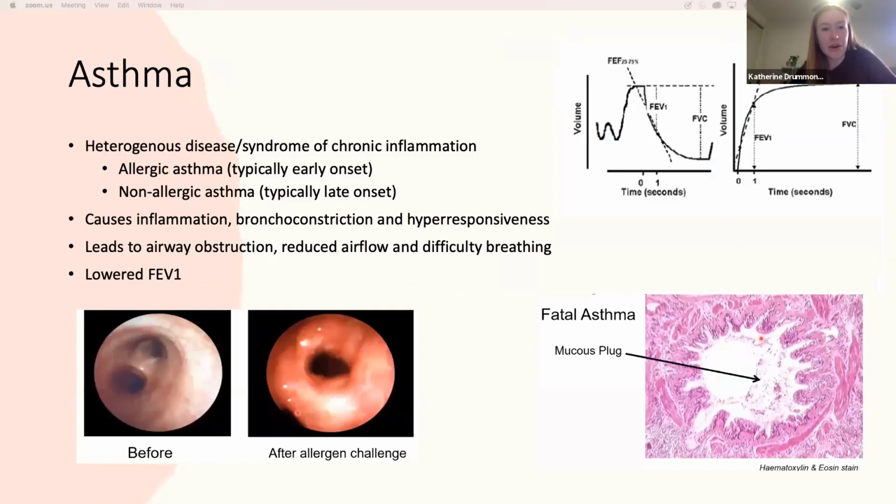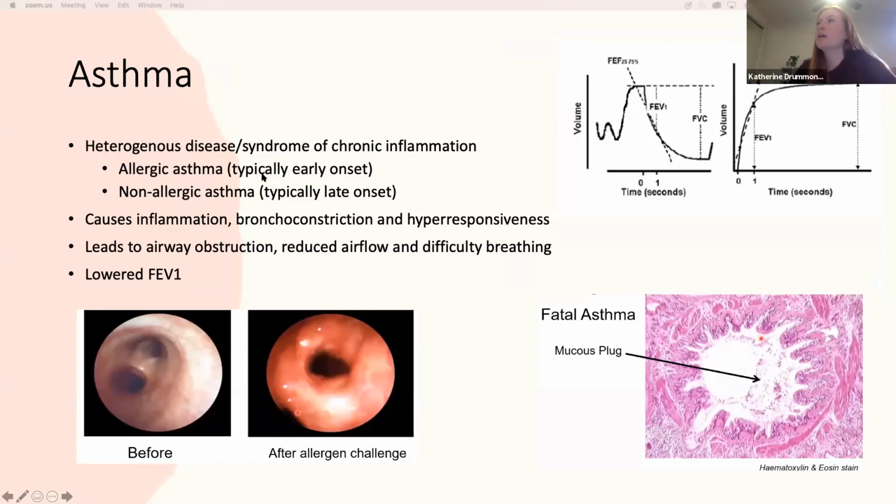Okay, so asthma is our other respiratory disease that we spoke about. It's a disease that's primarily one of chronic inflammation. You discussed that there are two types of asthma: allergic asthma and non-allergic asthma. Allergic asthma tends to be more early onset, and you tend to see it in a more male population. Non-allergic asthma tends to be more late onset.